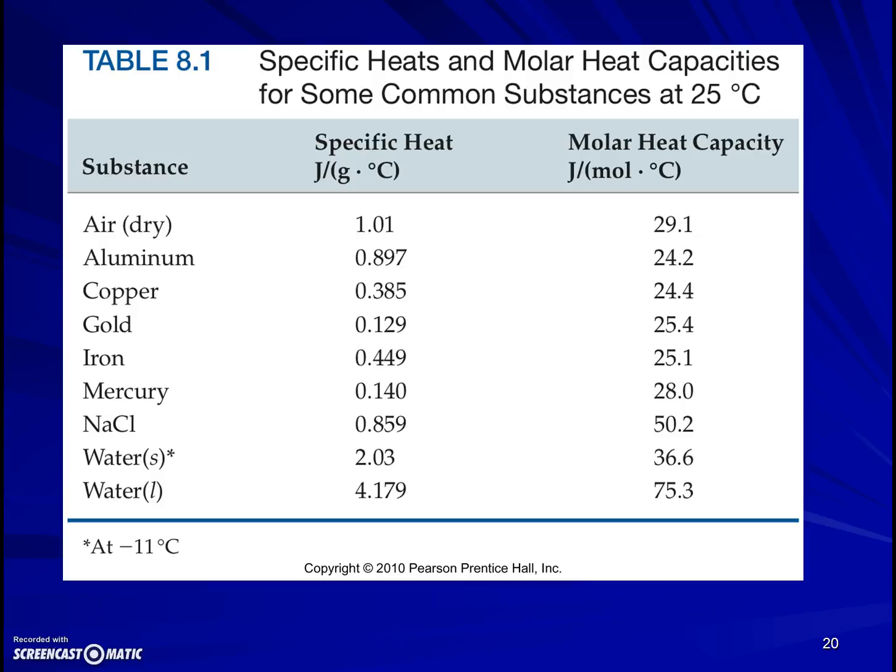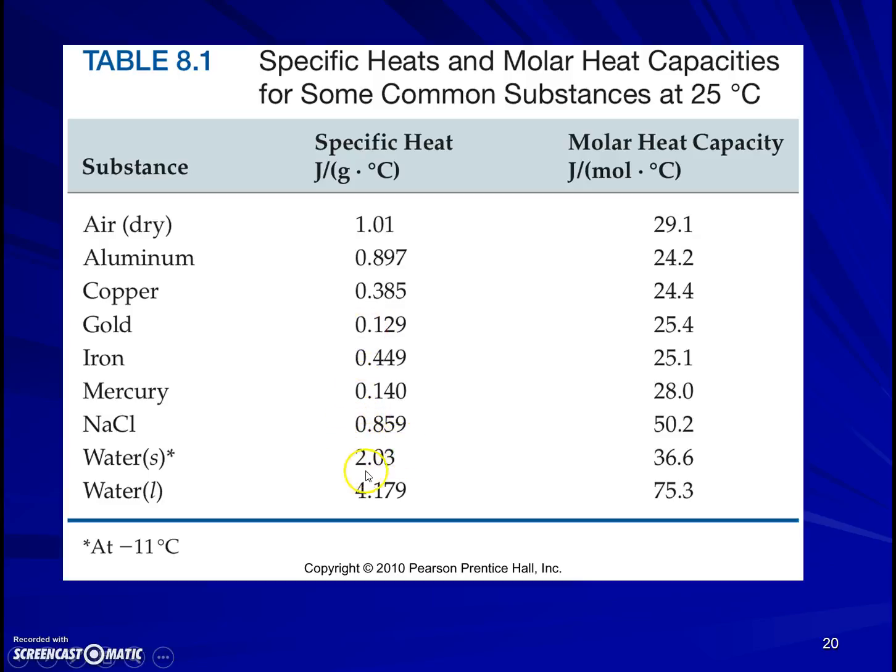So we can take a look at the specific heats of these things. Air has a specific heat of about 1 joule per gram degree. So it takes 1 joule of energy to raise the temperature of a gram of air by 1 degree. Aluminum is easier to heat per gram, even though it's denser. Copper is even easier. It's got a lower specific heat. Gold has a very low specific heat. So if you have a cold piece of gold, you could put a little bit of heat into it and it would start to get very hot.